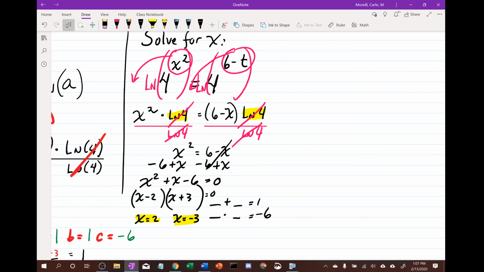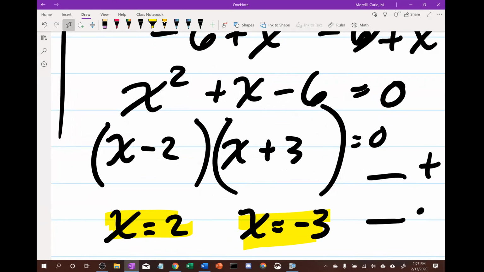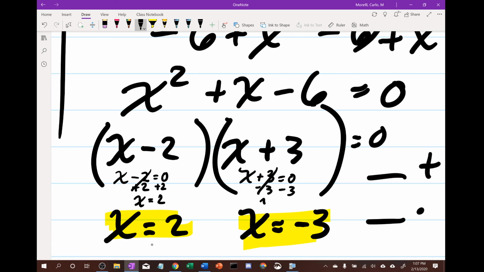Oh, okay. So I did speed past that part. So what I did here, Leo, is I jumped this step and I shouldn't have. I set x minus 2 equal to 0. And then I added 2 to both sides. And then I had x equals 2. And then I set x plus 3 equal to 0. And I subtracted 3 from both sides. And I had x equals negative 3.